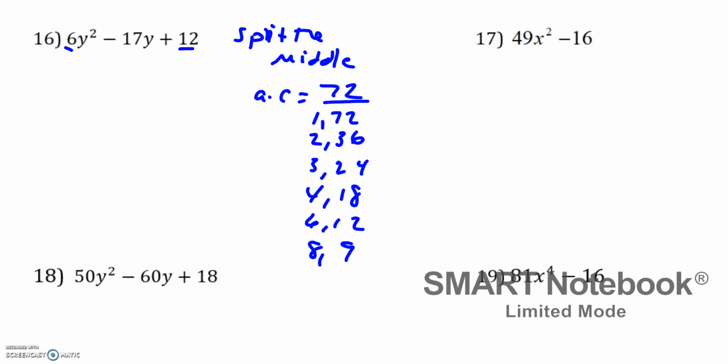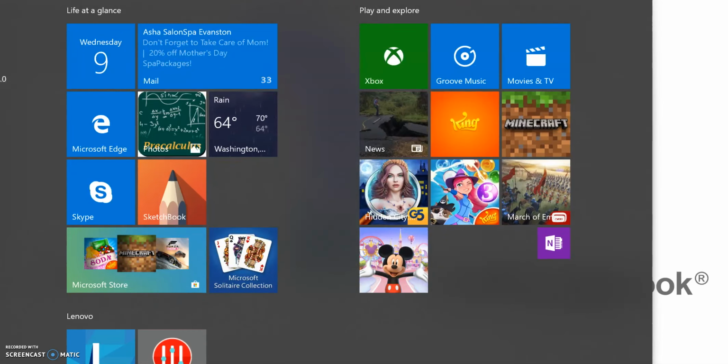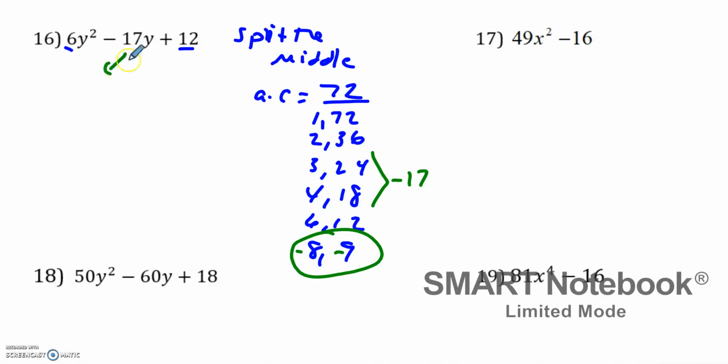Which one of these pairs, just like the other factoring, ends up adding to be negative 17? I think it is just this pair that'll work. Negative 8 and negative 9 adds to negative 17. Negative 8 times negative 9 is a positive 72. So again, the reason the method's called split the middle is because we literally split the middle term into 2 parts. Into these 2 parts specifically, negative 8y minus 9y, and then we bring down what was already there. The first term was 6y squared, the last term is 12.